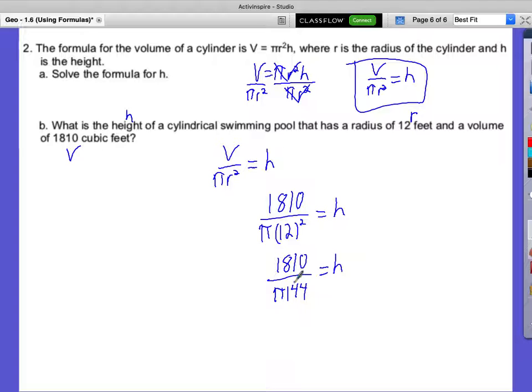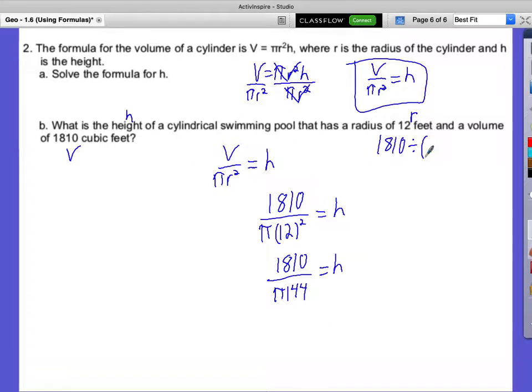Now, in order to type this in to solve for h, I want you to type in 1,810. I'm going to type in our numerator. Then I want you to push the divide button on the far right side. Once again, this is only on those TI-30s, the ones I held up, okay? 1,810 divided, that's what this fraction means.